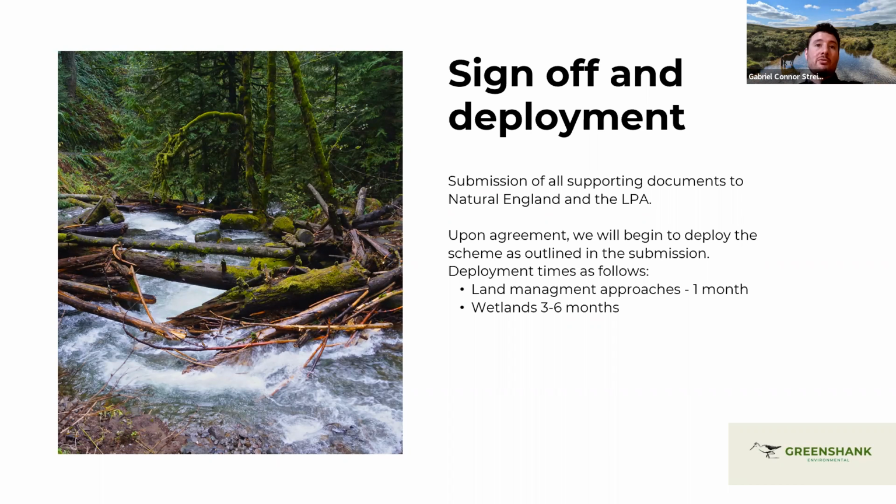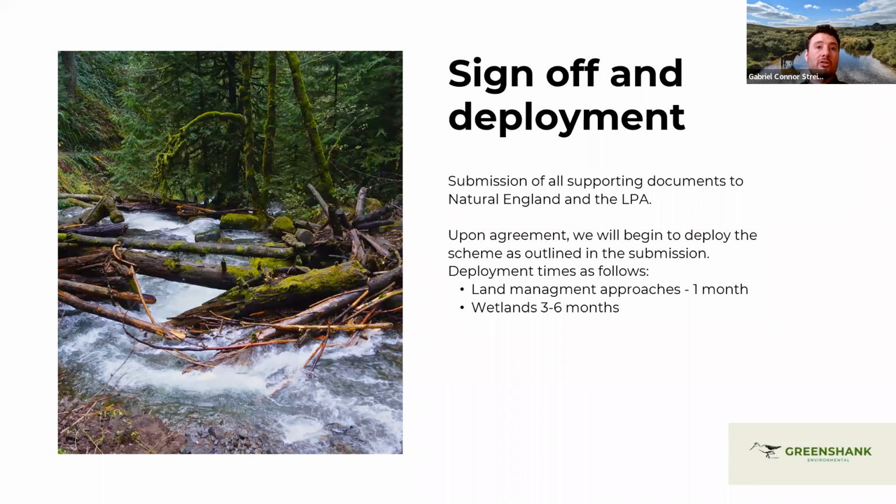And once we get agreement from Natural England and the LPA on the scheme, we can then do the deployment work and actually get the spades in the ground to deliver whatever the solution is. So once we get to the spades in the ground point, the land management approaches, so riparian buffers, log jams, and drainage ditch management, probably looking at around a 1 month delivery time. It could be quicker than that if it's quite a small localized scheme. It may take a bit longer than that if it's a really, really big scheme across a large area. But yeah, I think 1 month is probably about right on average.